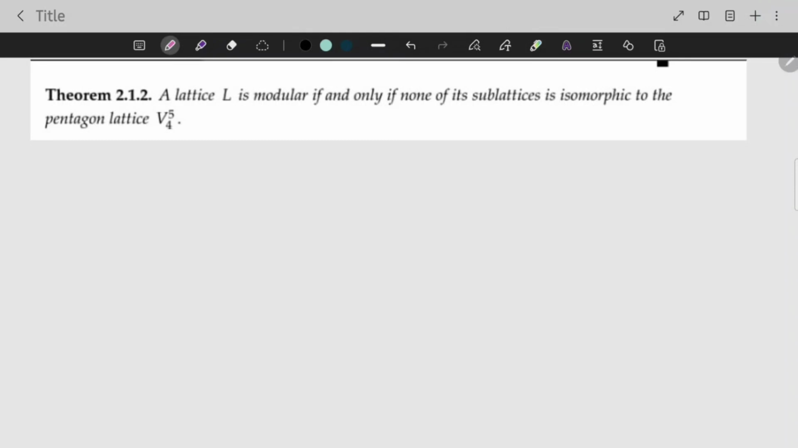Now let's see the theorem statement. A lattice L is modular if and only if none of its sublattices is isomorphic to the Pentagon lattice N5. To understand this theorem, we have to go through some basic concepts like poset, lattice, modular lattice, and so on. Let's see them one by one.